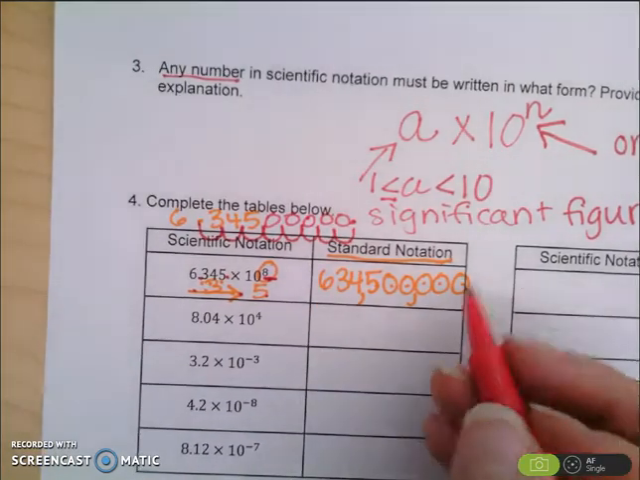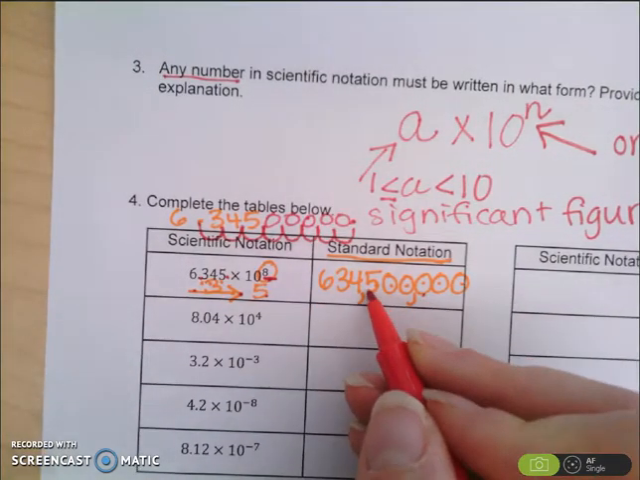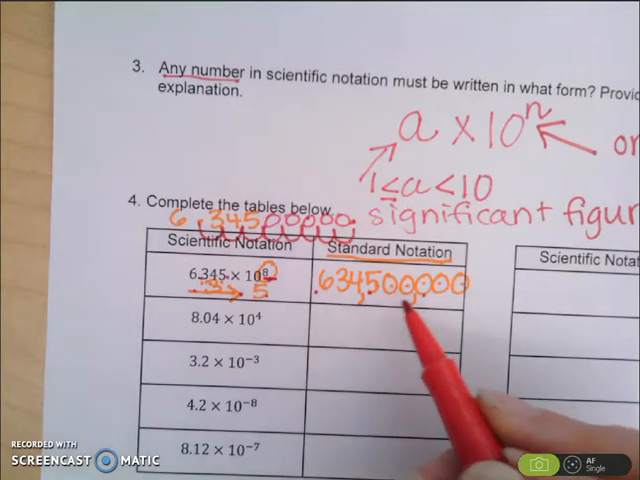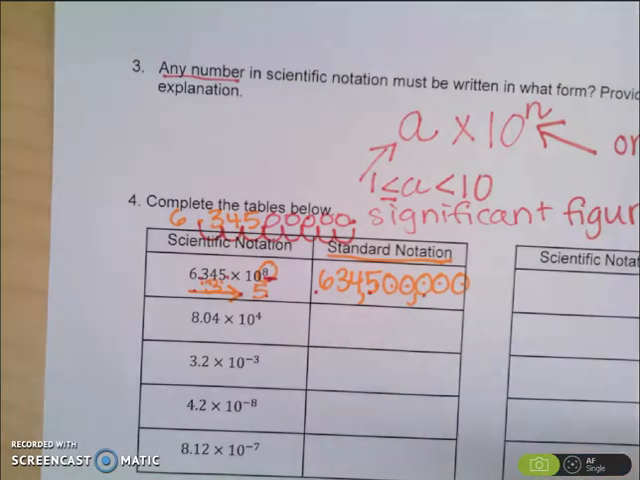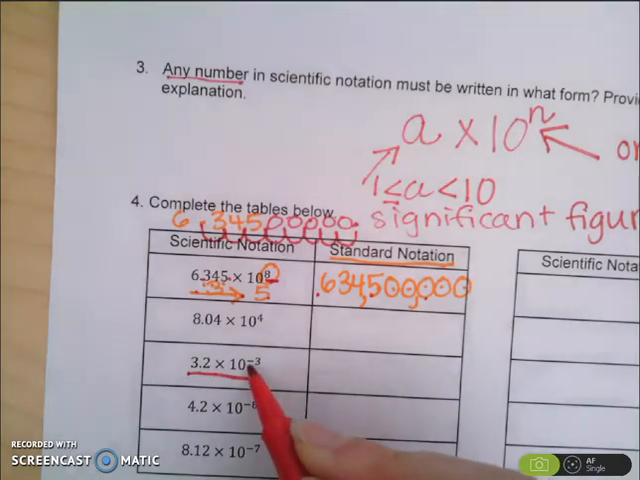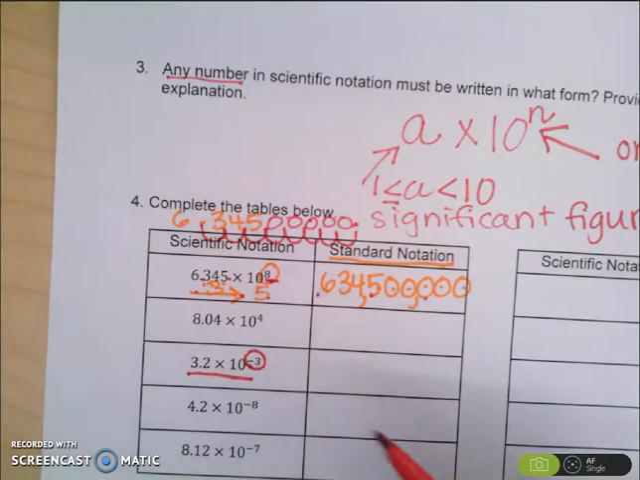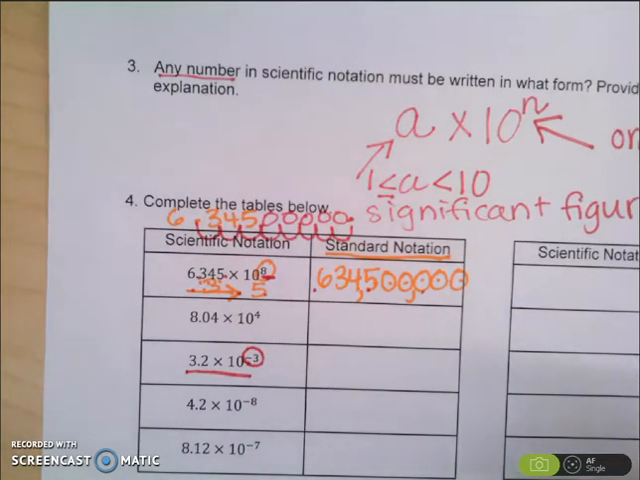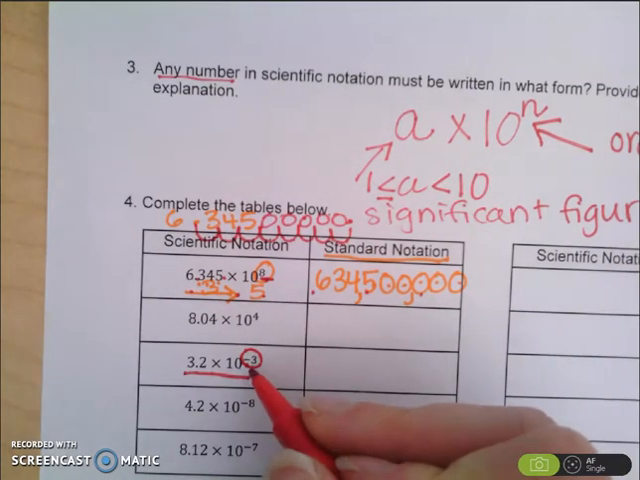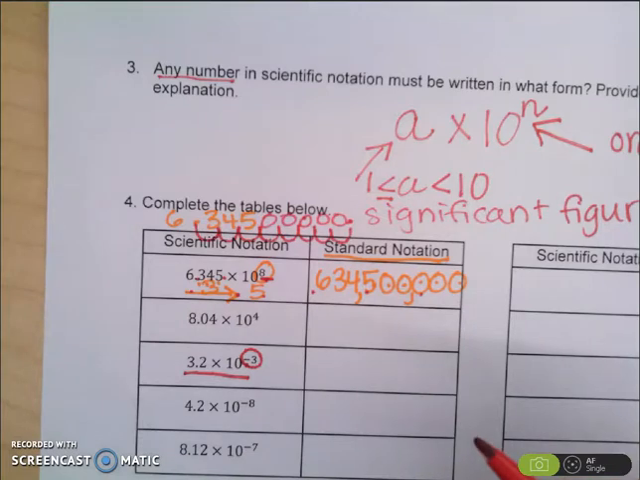How would we say this number? Hundreds, thousands, millions. So this is 634,500,000. Let's do one more together. Let's move down to 3.2 times 10 to the negative 3. 10 to the negative 3 means our number is going to get smaller. That's right, negative means to the left. So we're going to move our decimal point to the left.